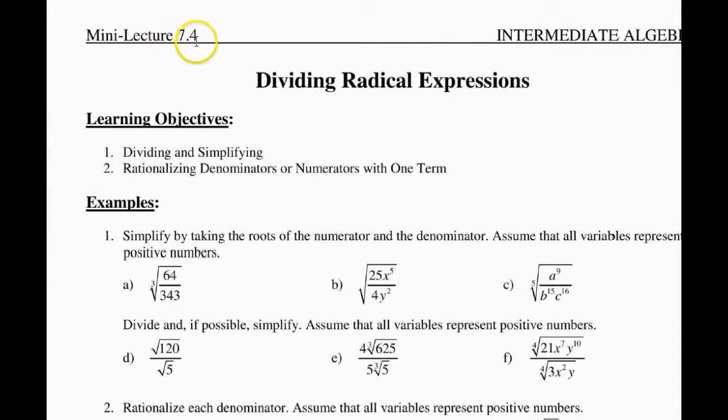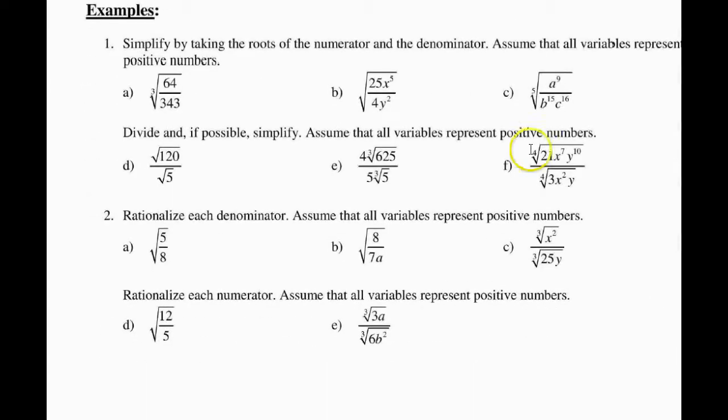Going on to topic 4 of chapter 7, we're going to be dividing radical expressions, and a major part of that is rationalizing denominators or numerators with one term. All right, let's get started here.